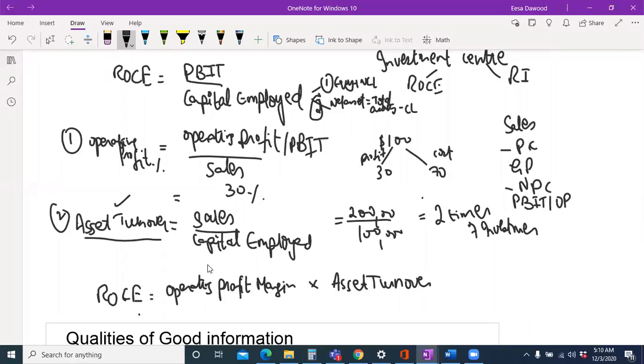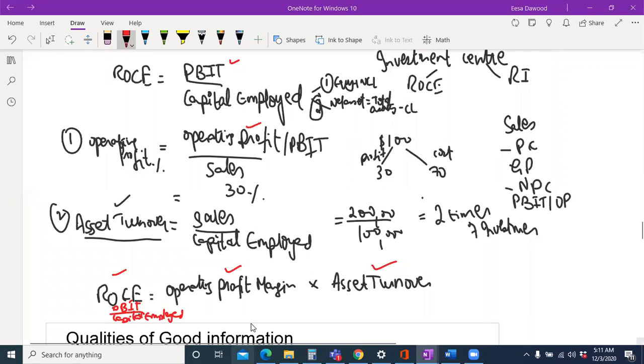So there are two things that measure the return on investment. One of them is operating profit margin. The more the profit, the more the return on the investment. And the more times the sale is that of the investment, definitely the more will be the return on investment. So both are measures of return on capital employed. If you know the formula of return on capital employed, it is PBIT divided by capital employed.